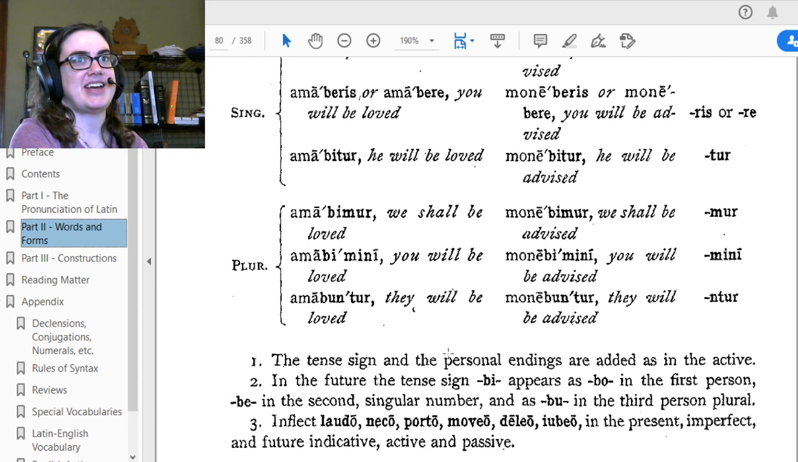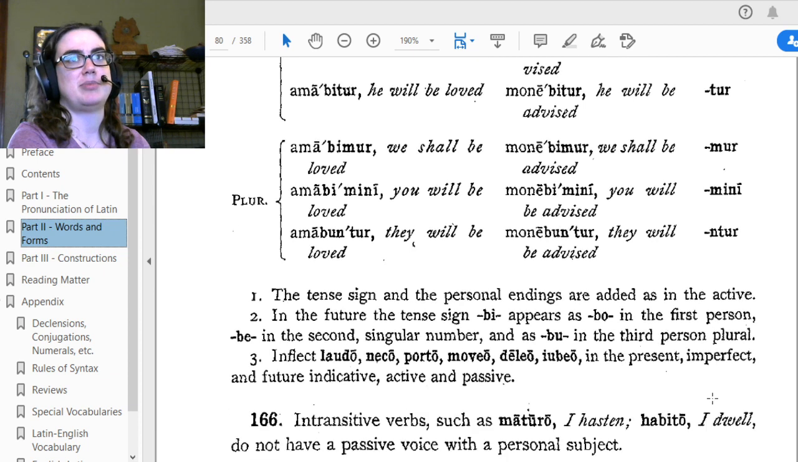So the tense sign and the personal endings are added just like in the active. It's just a different set of personal endings. The future tense sign bi appears as bo, be in the second, and bu in the third person plural. Again, that's just phonetic reasons. As people said the words, they shifted a little bit.